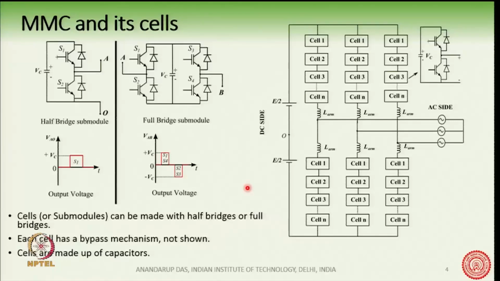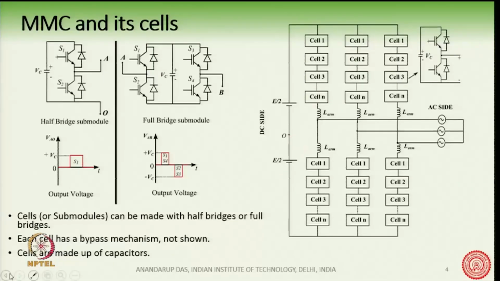But let us take the simpler case, the half bridge. If we take the half bridge variety, each cell is made up of half bridges. There are n number of cells, and that number n can be more than 100. For example, for high voltage DC transmission, say plus minus 400 kilovolt, the number n can be more than 100.